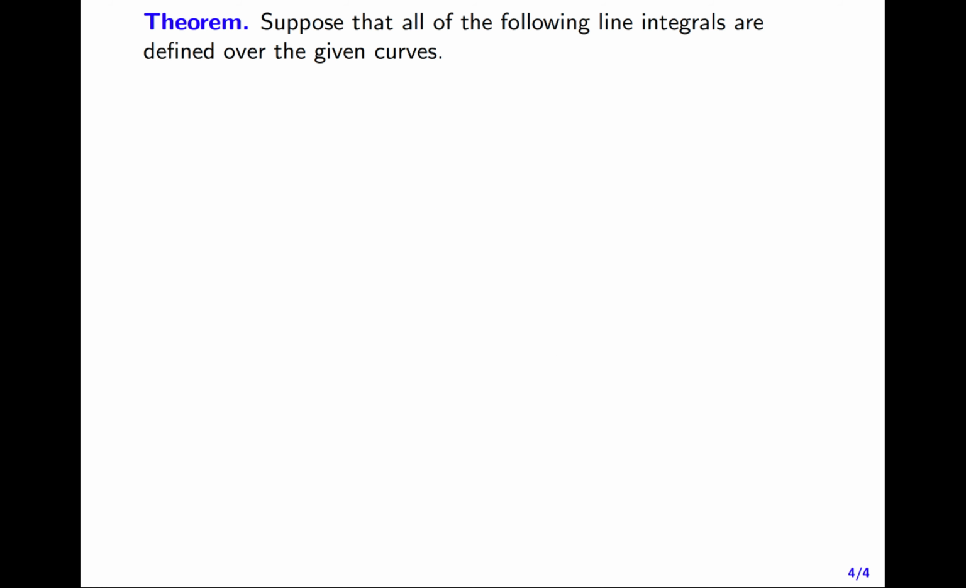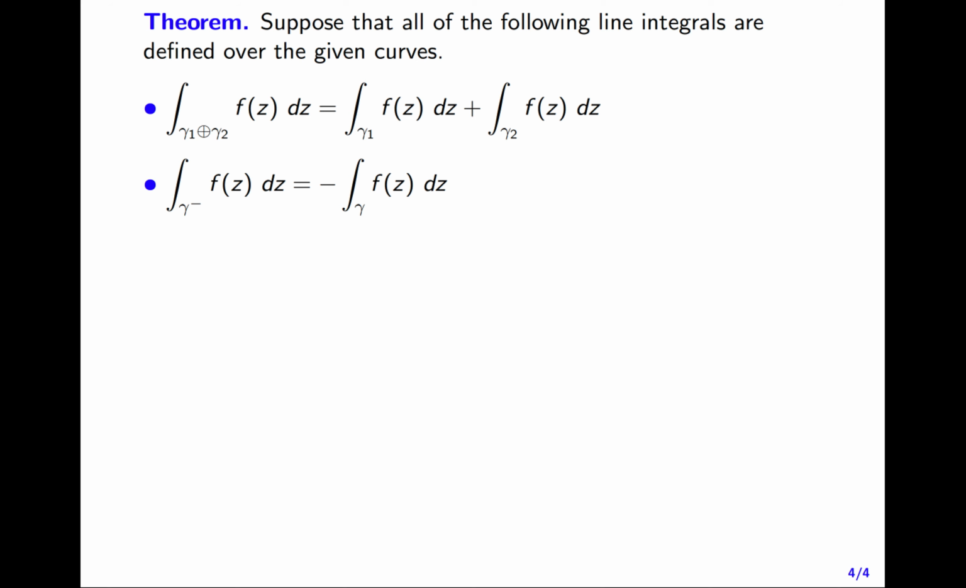Last, let's give a few fundamental properties of line integrals, and I'll assume that the functions and curves are nice enough in the following statements that all the integrals are defined. First, the integral over a composition is the sum of the relevant integrals. That is, the integral over gamma 1 composed with gamma 2 of f is the integral over gamma 1 of f plus the integral over gamma 2 of f. Second, the integral over the reverse is the negative of the integral over the original curve. That is, the integral over gamma reverse of f is minus the integral over gamma of f.